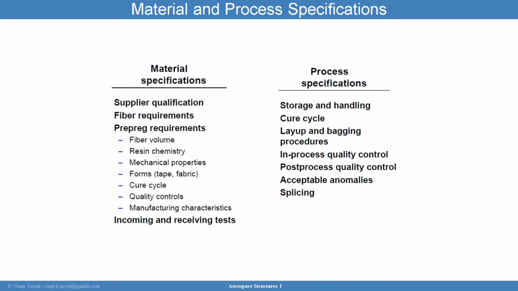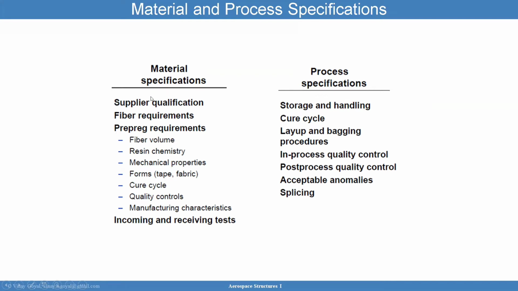And that means supplier qualification, fiber requirements, pre-preg requirements. You want to make sure that we have good pre-preg requirements, and that can involve fiber volume fraction being within a control, within a spec, resin chemistry, the mechanical properties such as modulus and things like that. You want to make sure that the forms, whether it's tape or fabric, they're really good. And then you have the cure cycle, quality controls, and manufacturing characteristics. So all this is very important when you're really defining these material specifications.